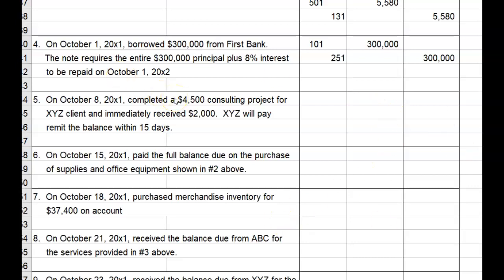On October 8th, 20X1, the company completed a $4,500 consulting project for XYZ client and immediately received $2,000. XYZ will remit the balance within 15 days. This is a compound journal entry. It requires that you debit and credit 3 different accounts. Please use your chart of accounts, write the journal entry, and then start the video again to check your work.